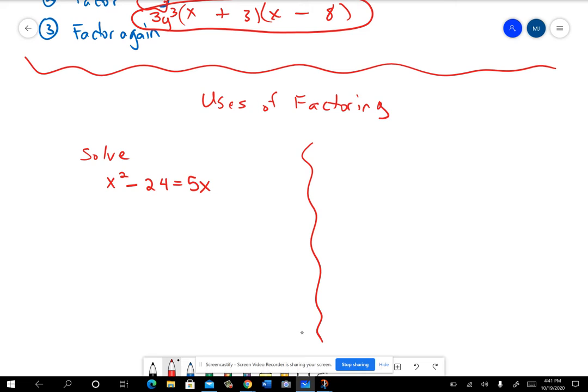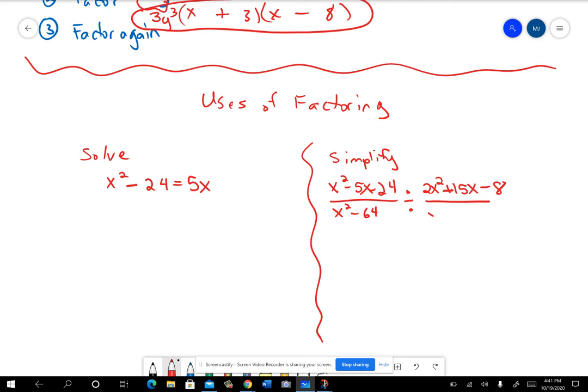And then I'm going to do another problem where we're trying to simplify. So those are those two main types of factoring. So we're going to try to simplify x squared minus 5x minus 24 over x squared minus 64. Let's do one that's division because that requires the most work. Okay, make sure I'm copying this correctly. And then down here, what did I have? I had x squared plus 2x minus 3, okay? So these are the two main uses of factoring.